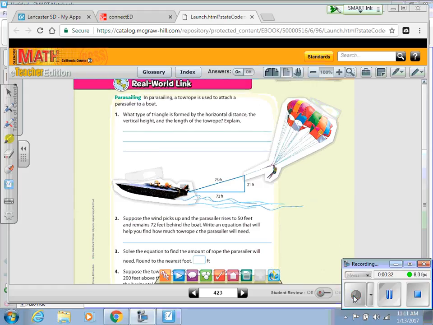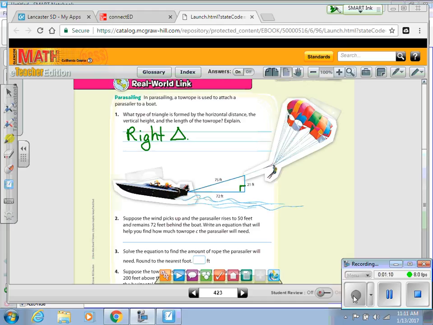In this problem here, we have a parasailer with a tow rope, and it's attached to a boat. The question is asking what type of triangle is formed by the horizontal distance, the vertical height, and the length of the tow rope. It's a right triangle. One of the things that we have to make sure that we understand is the right angle that's formed from the horizontal and the vertical distances makes it a right triangle.